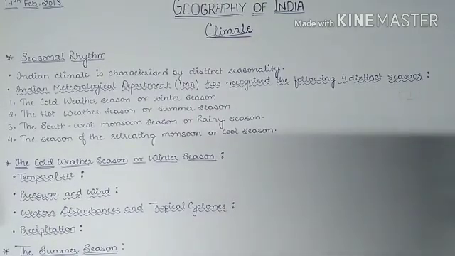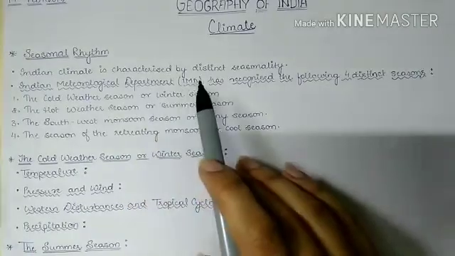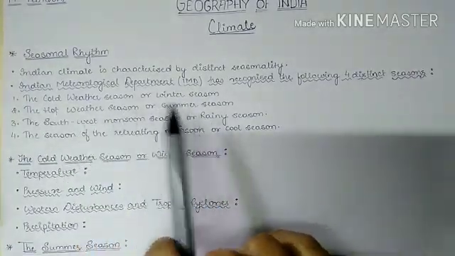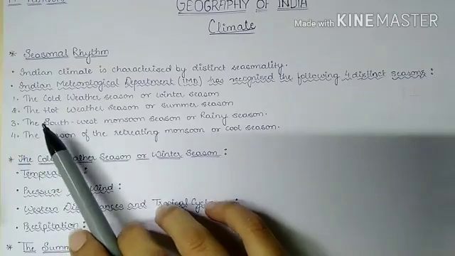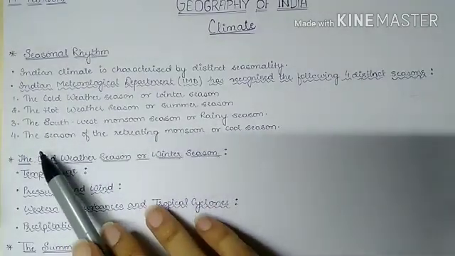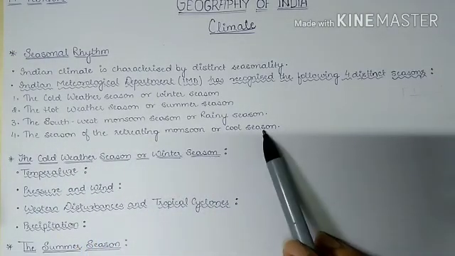So our Indian Meteorological Department, that is IMD, has recognized four distinctive seasons. First is the cold weather season or the winter season. Next is the hot weather or the summer season. Then we have the season of southwest monsoon, that is our rainy season. And lastly, we have the season of retreating monsoon, and that is the cool season.